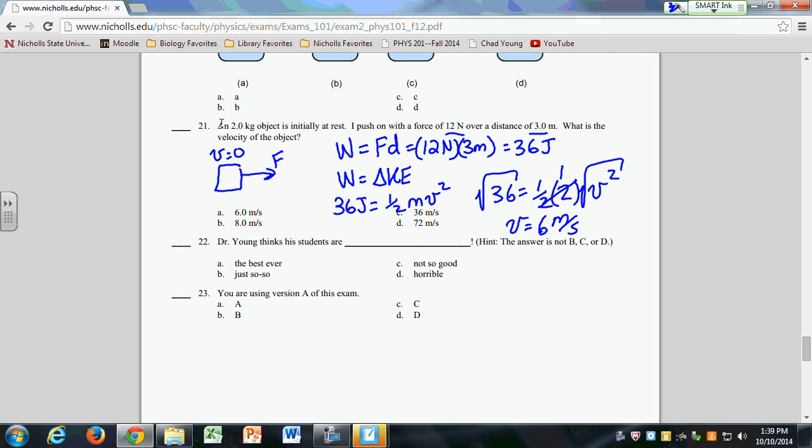So here's a two-step problem. First, calculating the work that's being done, and then recognizing that the work is all transferred into energy, in this case all kinetic energy, and then solving for the velocity.